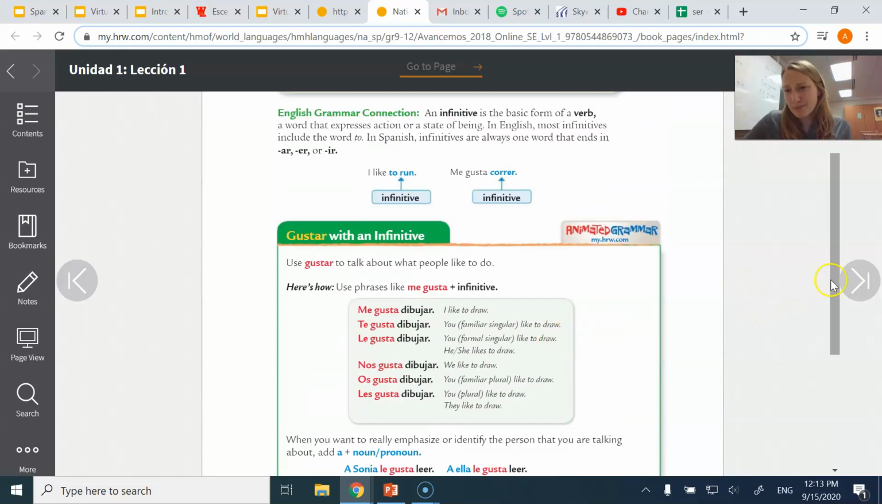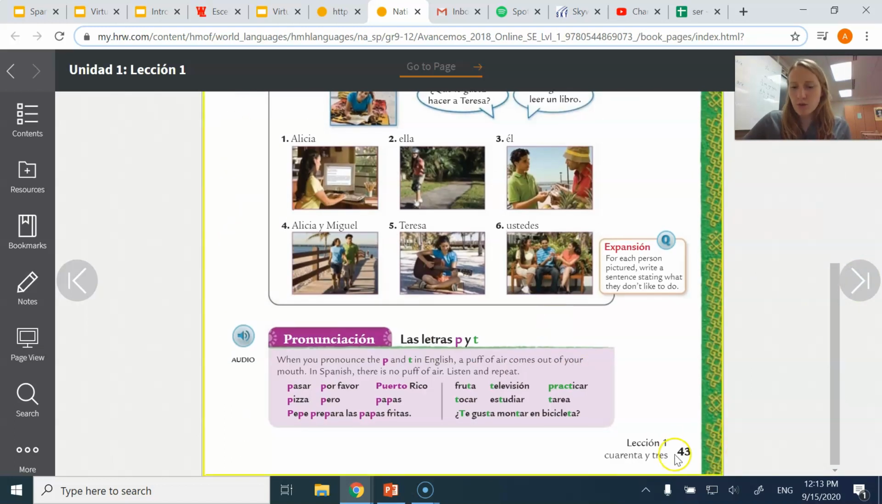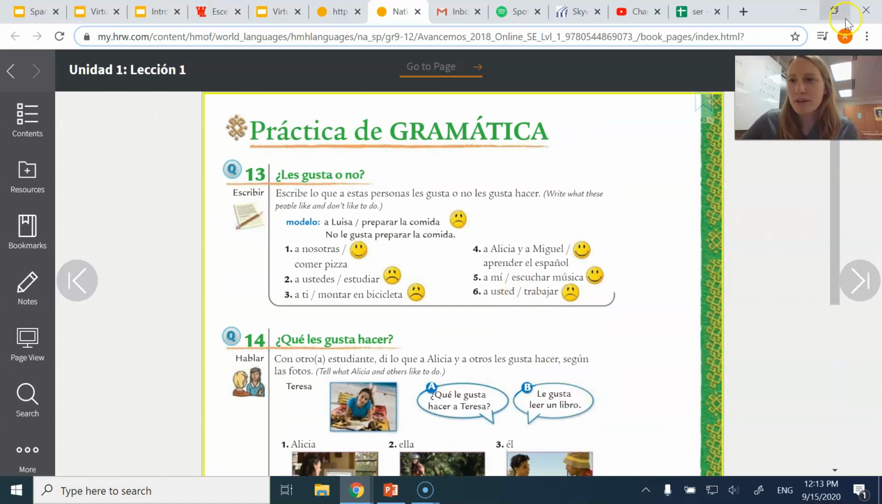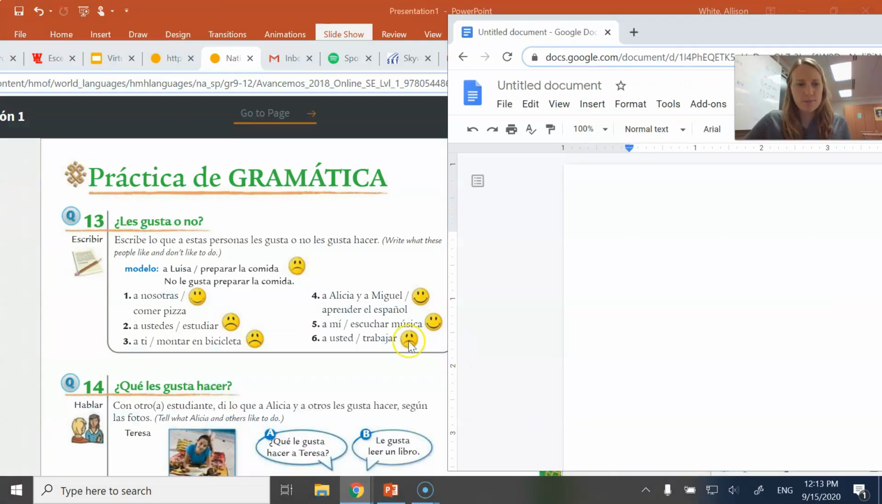Let's practice. Hopefully once we practice with these, it'll be a little less confusing. So if we look at the top of page 43, we have, let's see, I have a document. So it says, ¿les gusta or no? Escribe lo que a estas personas les gusta or no les gusta hacer. Write what these people like to do or not. So our model is a Luisa something preparar la comida. So maybe she doesn't like to prepare food, right? So we could say, no le gusta preparar la comida.